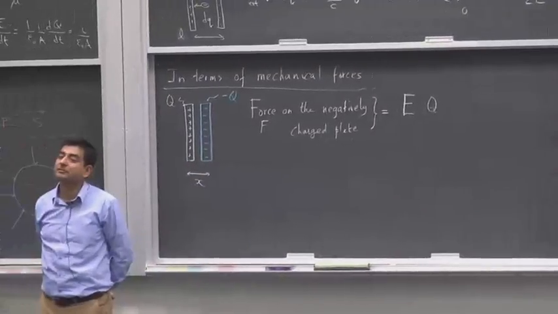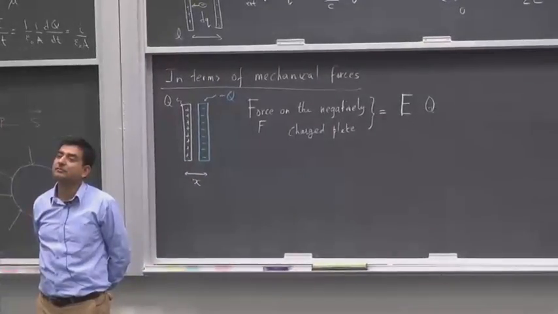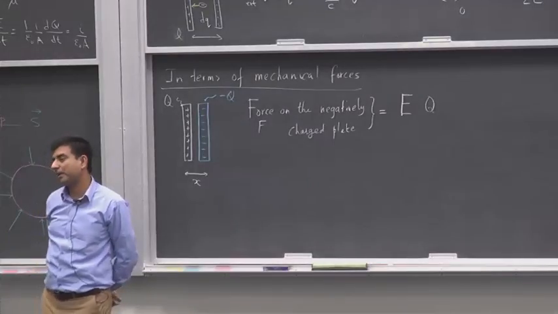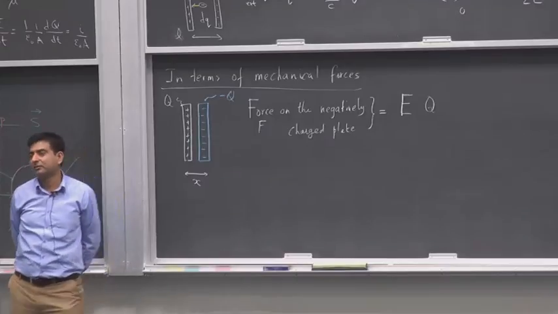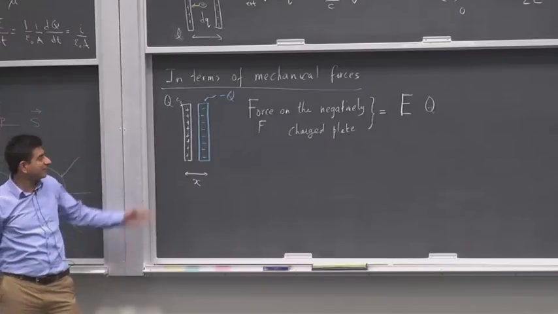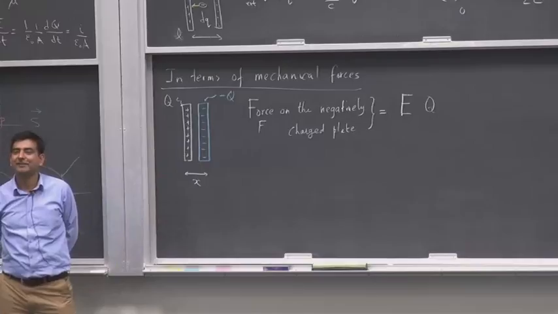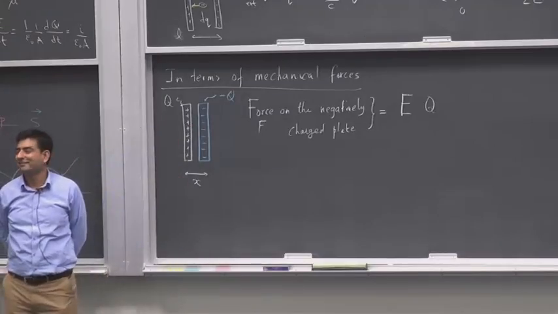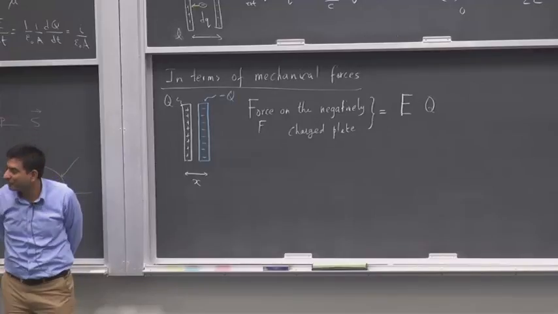Potential across the plates divided by the distance between the plates. Okay, so is it sigma over epsilon naught or sigma over 2 epsilon naught here? Sigma over epsilon. What's the electric field here? What's the electric field inside this region? Sigma over 2 or sigma over epsilon naught?